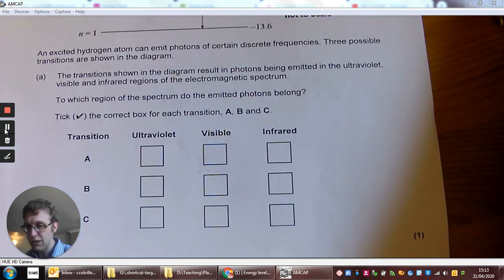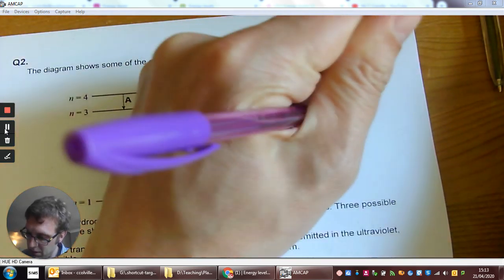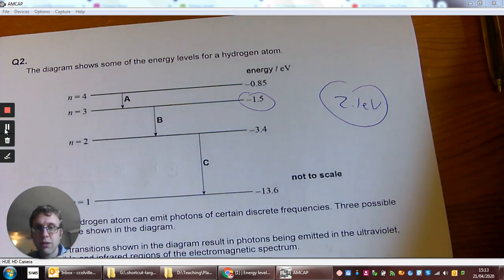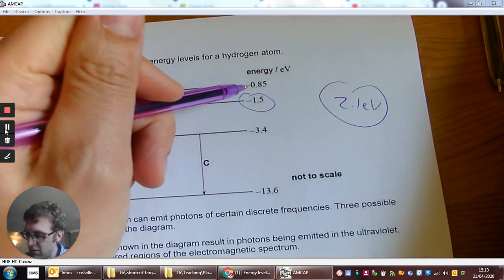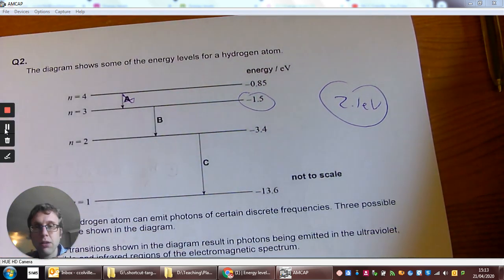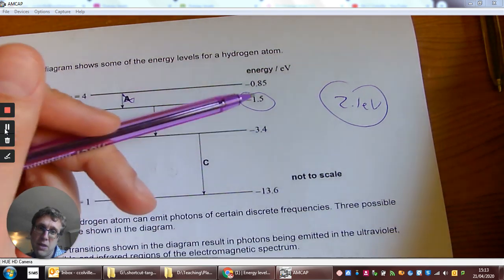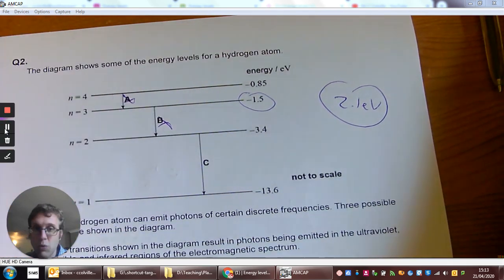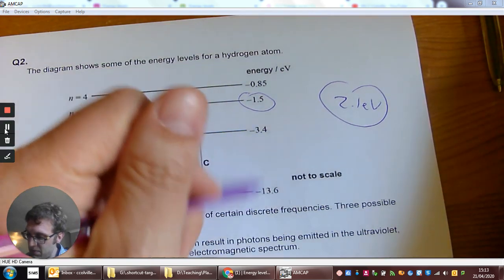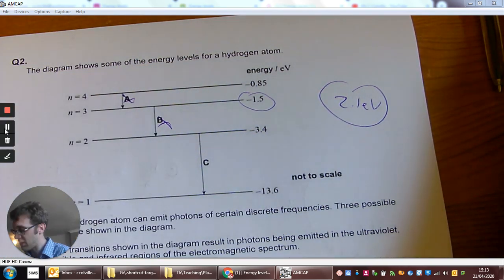So let's jump back to our spectrum. The magic number is 2.1 eV. Transition A, well, that's less than 1, so that isn't going to work. B, I've got to do a bit more maths here, but that's going to be 1.9, so again, that's not quite enough. C, however, that's much, much bigger than 2.1. So that will be able to produce photoelectrons.